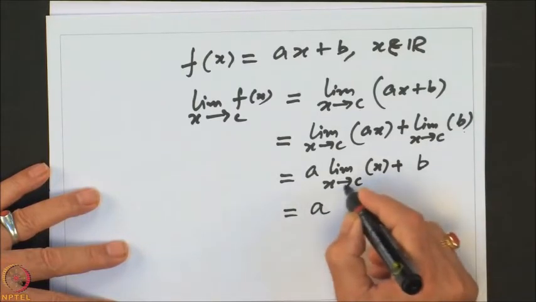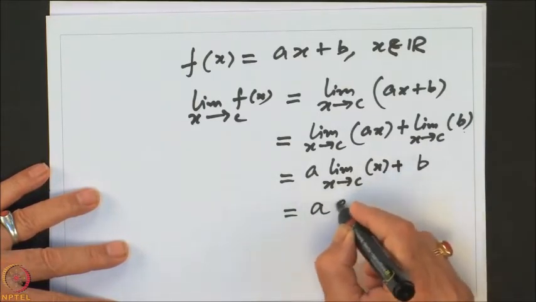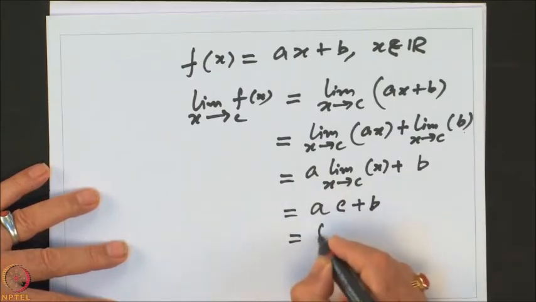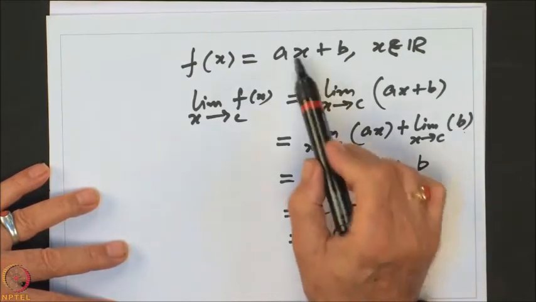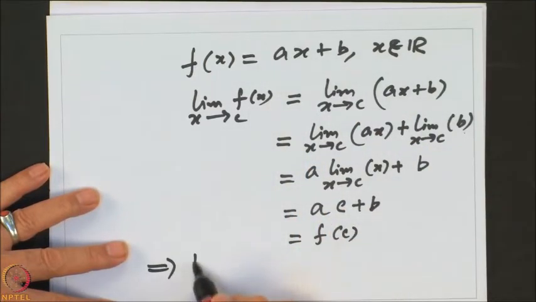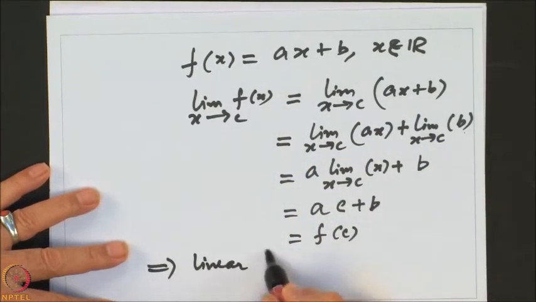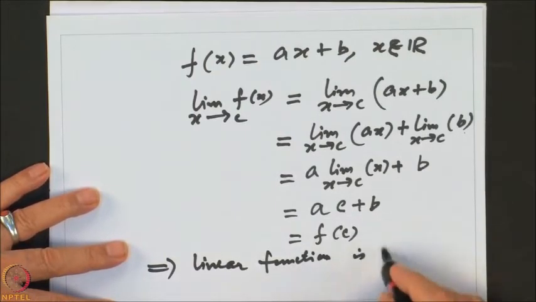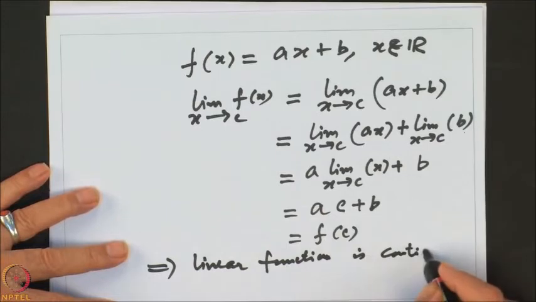So, it is a times c, so that is ac + b, and ac + b is precisely equal to f at c. When you put x equal to c, that is ac + b. So, that implies that the linear function is continuous at every point.